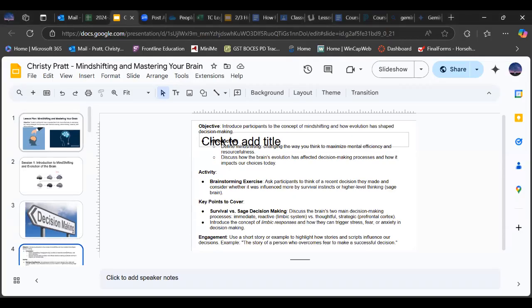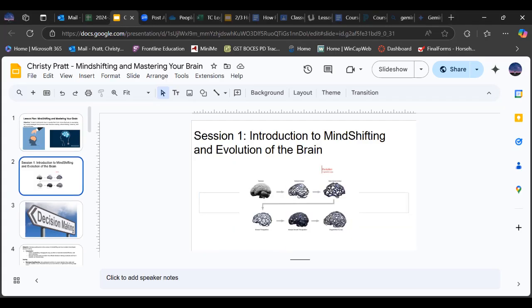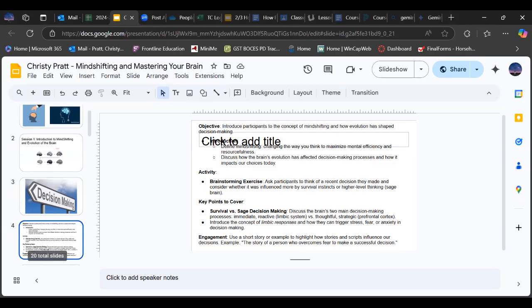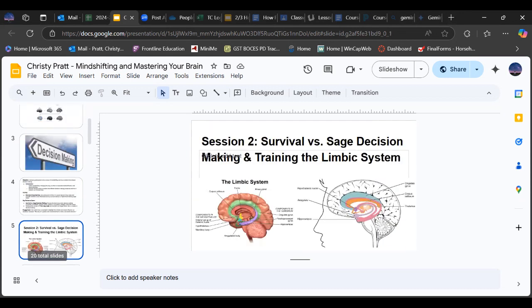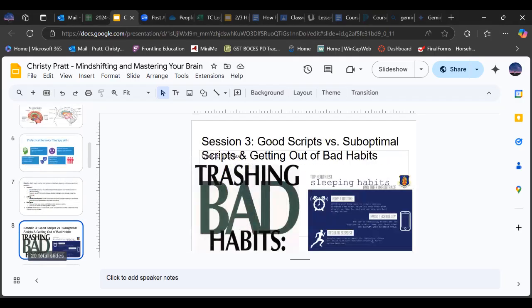All right. Okay, so I just did what I thought was a quick lesson plan on mind shifting and mastering your brain. You could obviously read through. I put objectives in there. I always like cute graphics, so I included a lot of that. There's decision making, and that's basically the objective of this. Then session 2, you could do survival versus sage decision making and training the limbic system. And then it goes through different objectives, activities, overviews, key points. I could put it in full screen so it would look better.